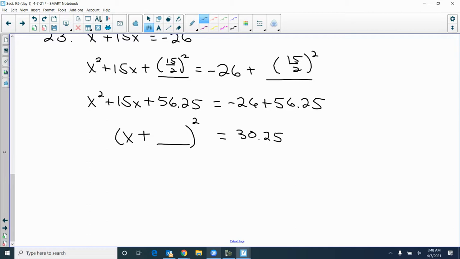What's that? Square root of 56.25. Okay, and that would be correct. That's one way you can go about it. Jordan? It's 1/15. It's half of 15.